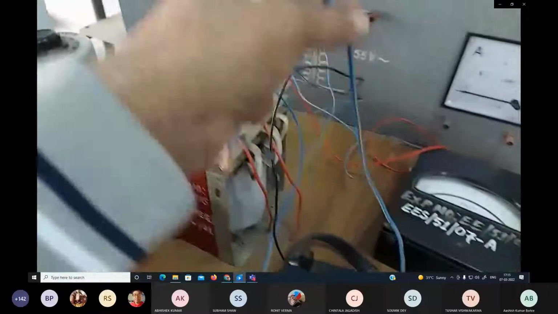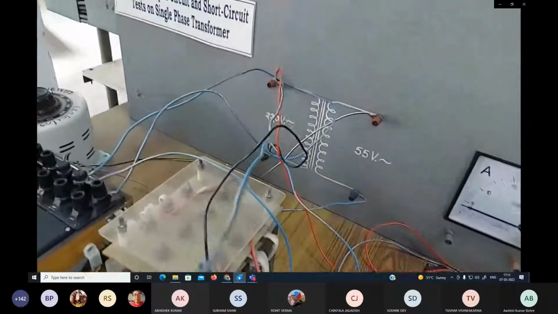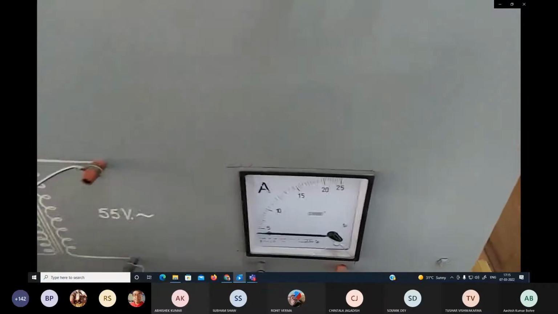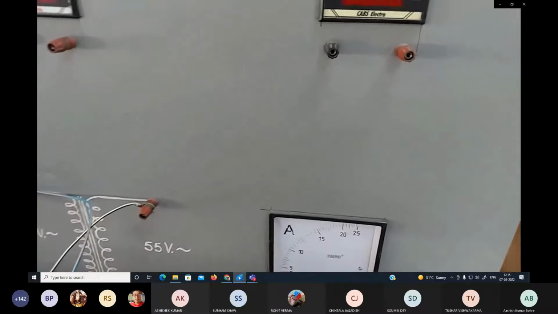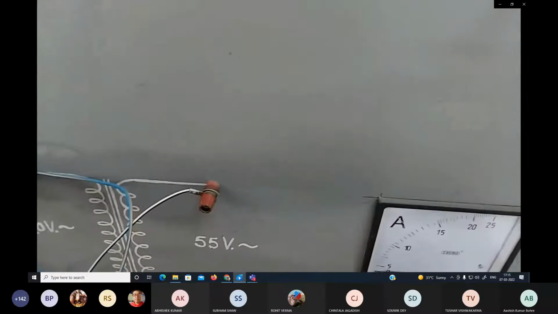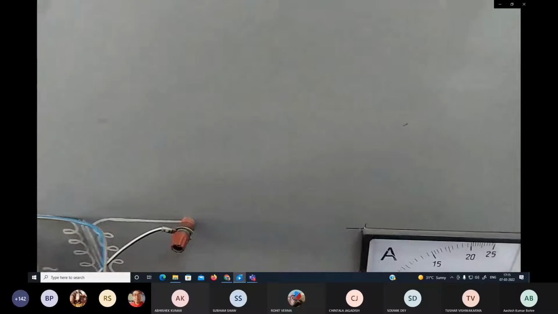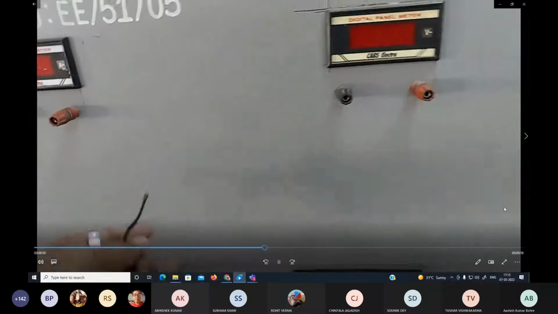You see these two terminals. We have connected this basically here at 55 volt, and another one to measure the open circuit voltage at the high voltage side. So I am connecting.